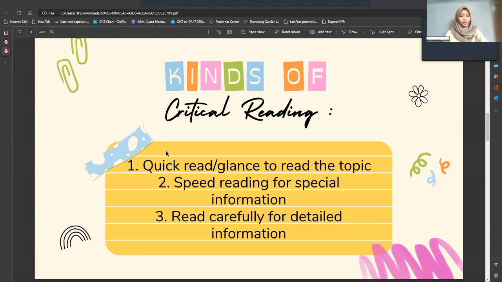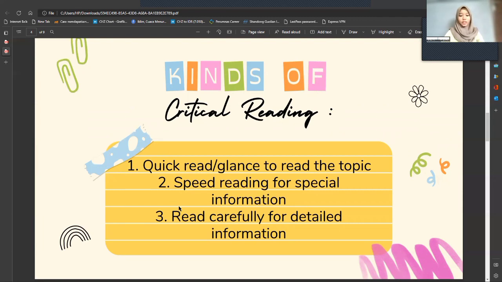Second is speed reading for special information. Speed reading can also be done if we want special information from an article. Our attention is only focused on the parts that we want. The parts that contain information we don't need don't get our attention.